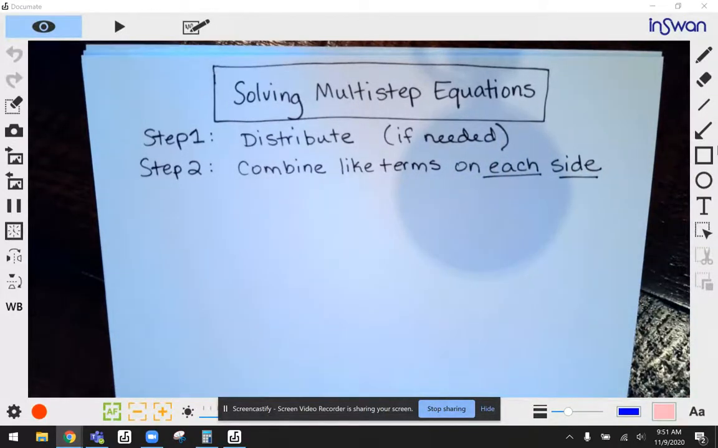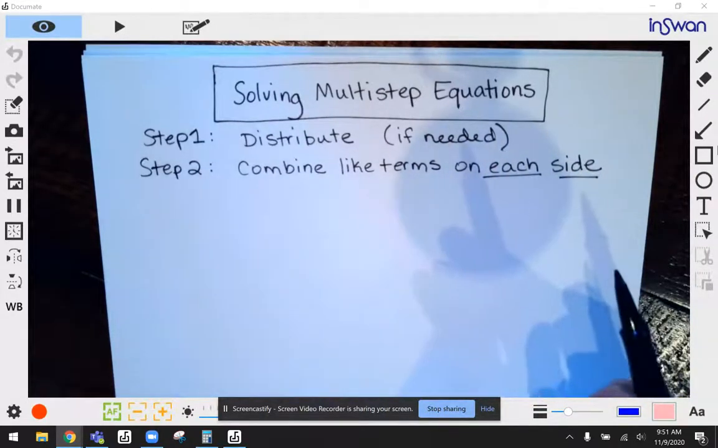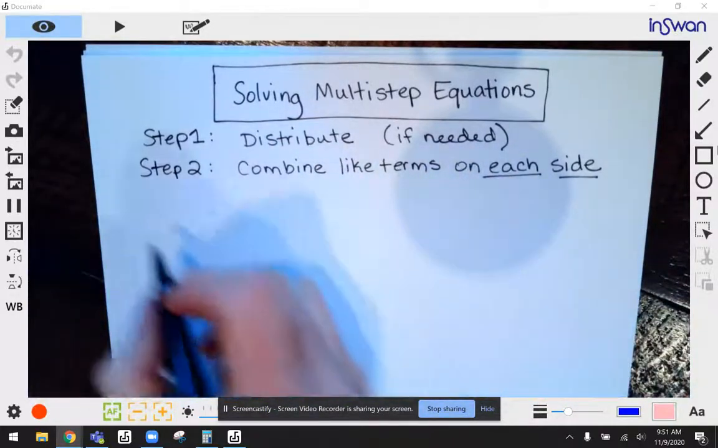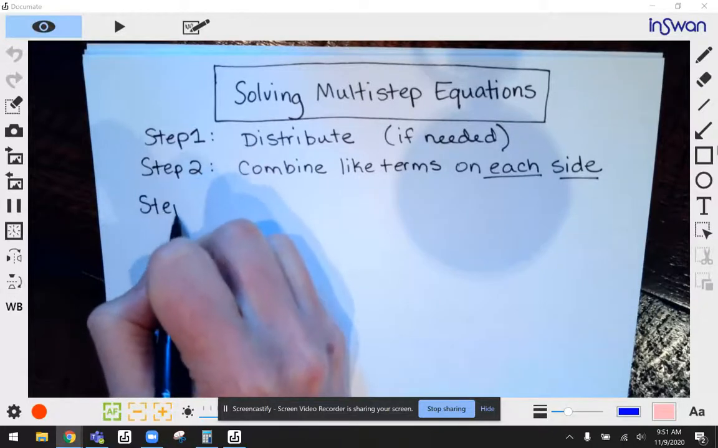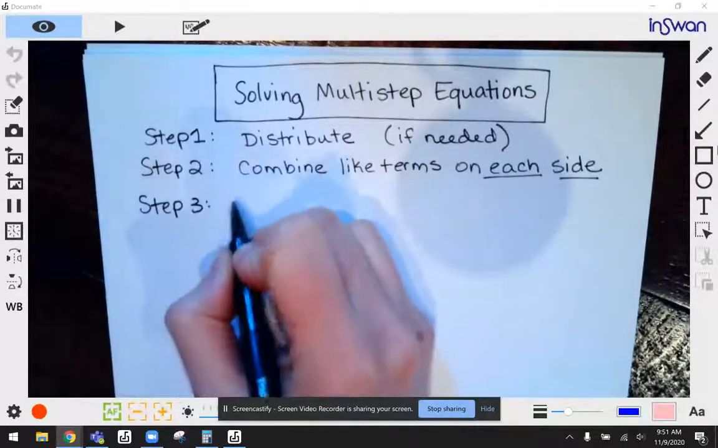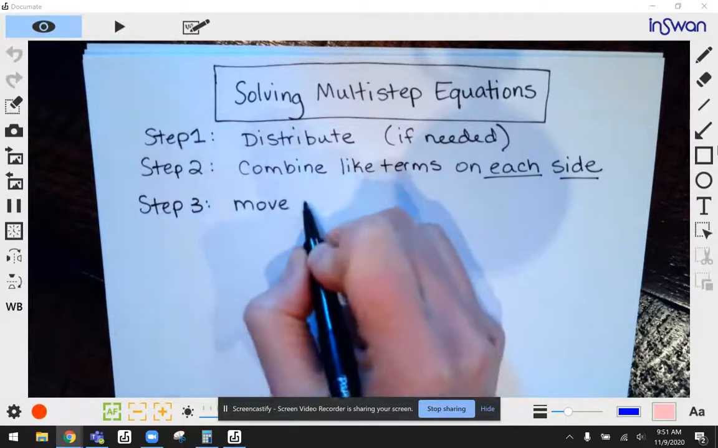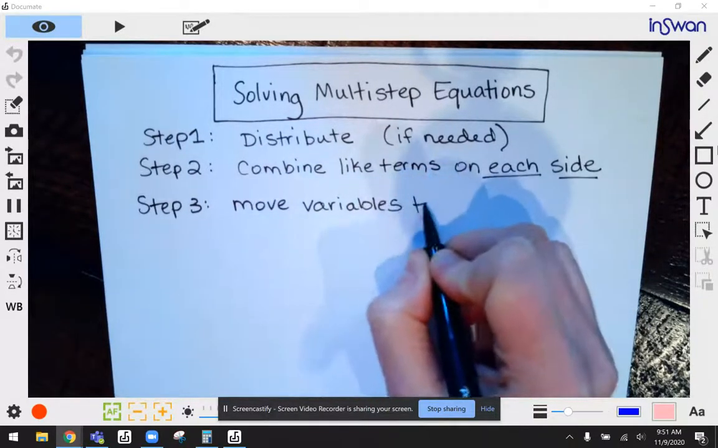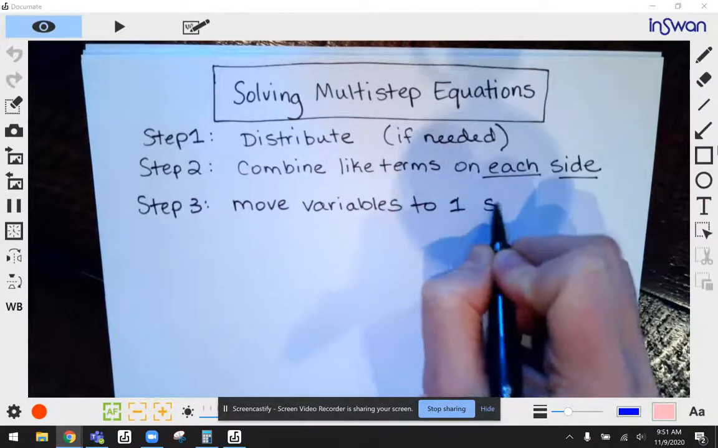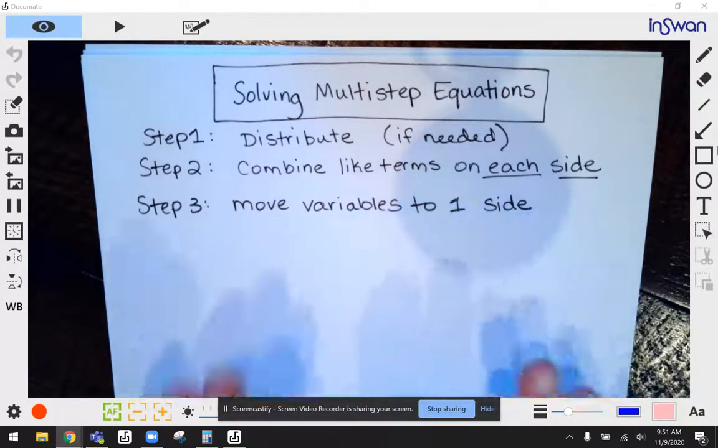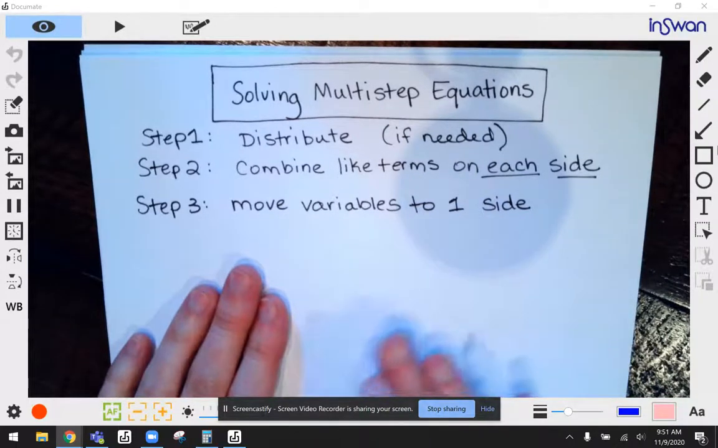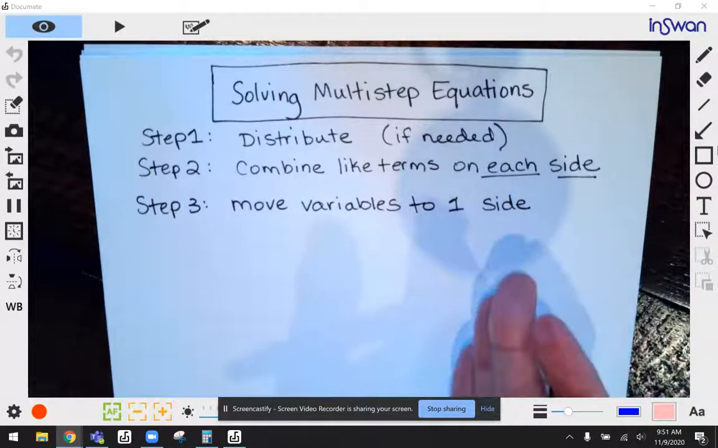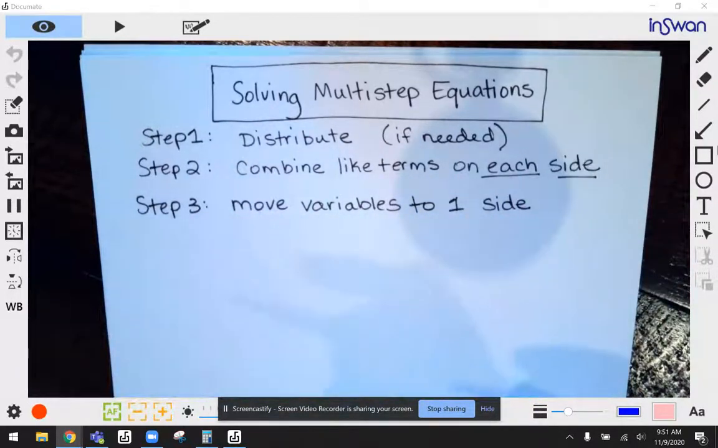Okay, so we're not trying to move anything from one side of the equation to the other yet. We're just looking on each side of the equation. Are there any like terms that I can combine? Step 3 is going to be to move variables to one side. So if you have variables on each side of the equal sign, you're going to subtract or add 1 to both sides so that it cancels on one side and all the variables end up on the other side.